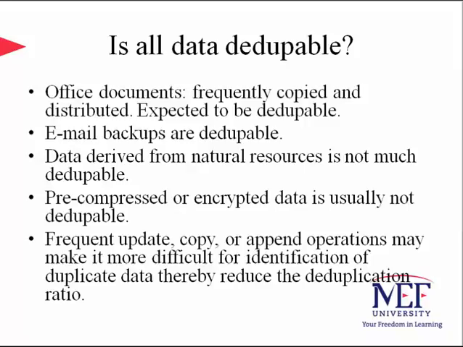On the other hand, data derived from natural resources is not very dedupable. Also, pre-compressed or encrypted data is usually not dedupable. This is usually because compression takes away the redundancy from the data, right? And we need redundancy to be able to have good deduplication ratios. An encryption process aims at generating non-repeating data patterns for security reasons. So that's not what deduplication is desirable for. We'll talk more about the security issues in our advanced class on deduplication later.